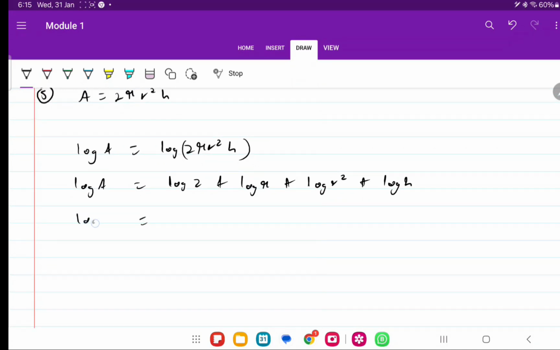Alright, so log of A is going to be equal to, remember I can take this 2 out of the argument to put in front of using the power law. So now I'm going to have log 2 plus log pi plus 2 times log r plus the log of h.